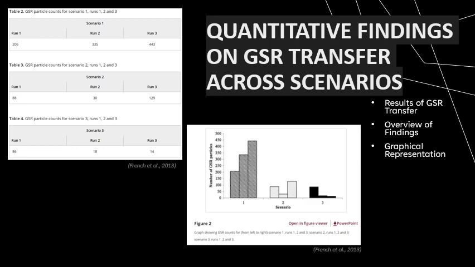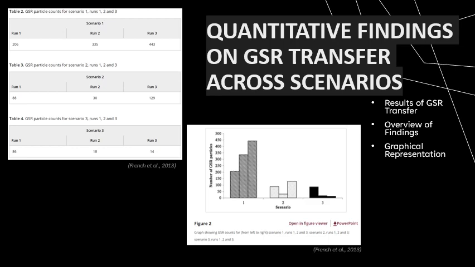The data points include specific particle counts for each run within the scenarios. So in scenario 1, run 1 had 206 particles. Run 2 had 335 particles, and run 3 had 443 particles. So they were consistent across the board. They, in this case, got higher as they went. Scenario 2, run 1 was 88, run 2 was 30, and run 3 was 129 particles. A lot of variance there, which suggests numerous different factors are in play here.